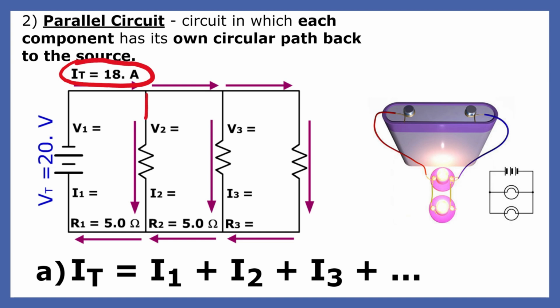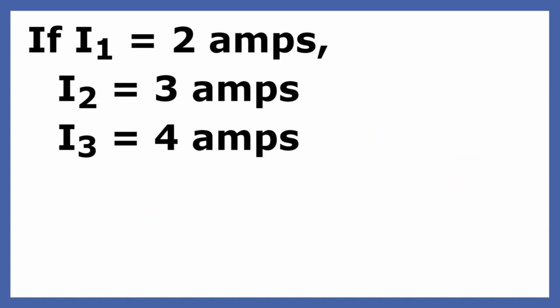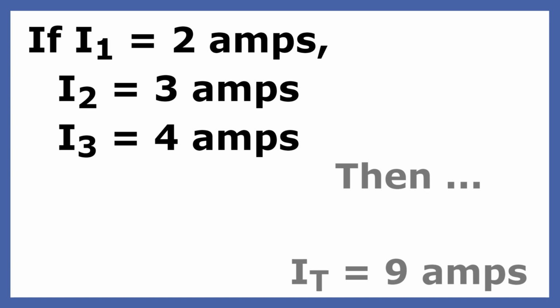The total current coming from the source is equal to the sum of the currents in each branch. For instance, if a parallel circuit has 3 branches with the following currents, the total current from the source must equal 9 amps.